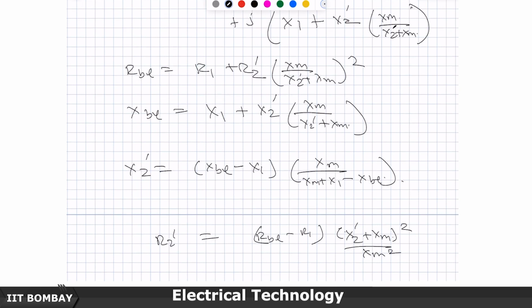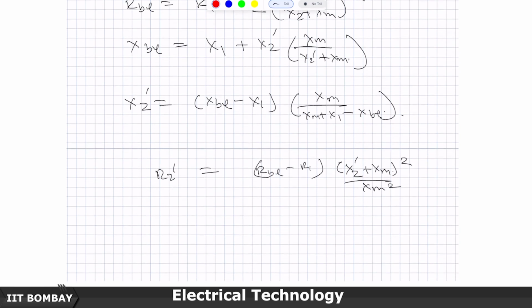So, I have manipulated both these equations in this form, and one more small thing I have done here that I need to explain to you. See this x2'. This expression is what I have basically simplified.